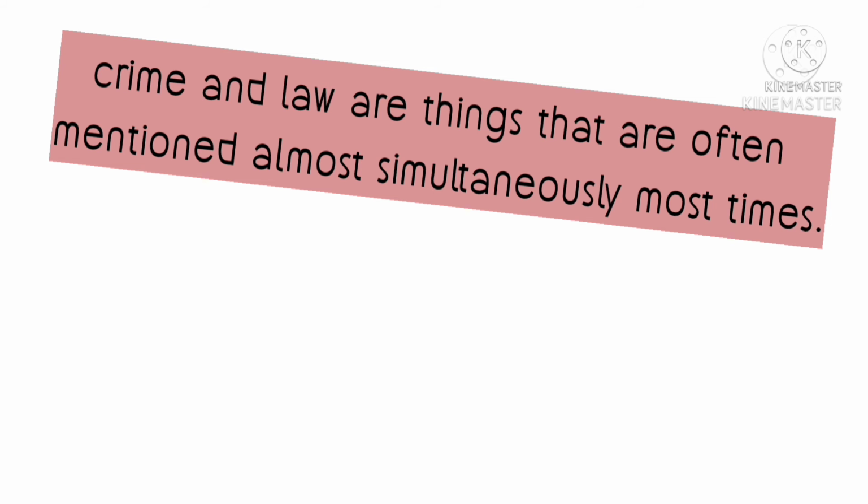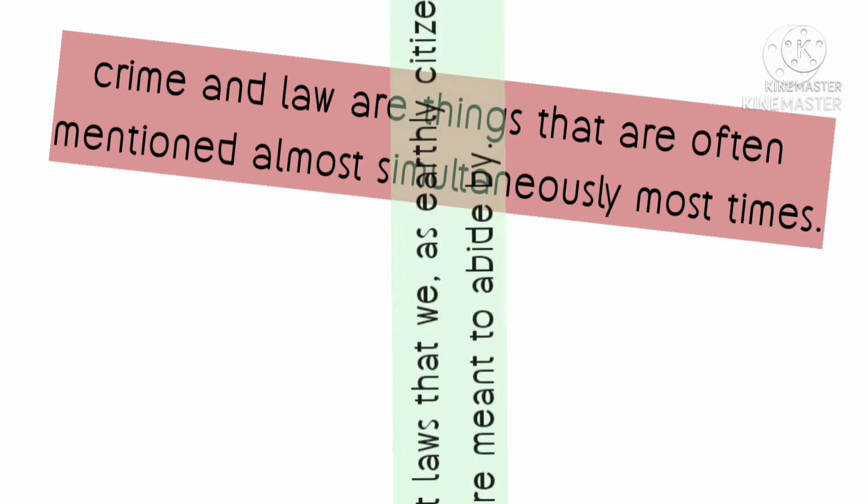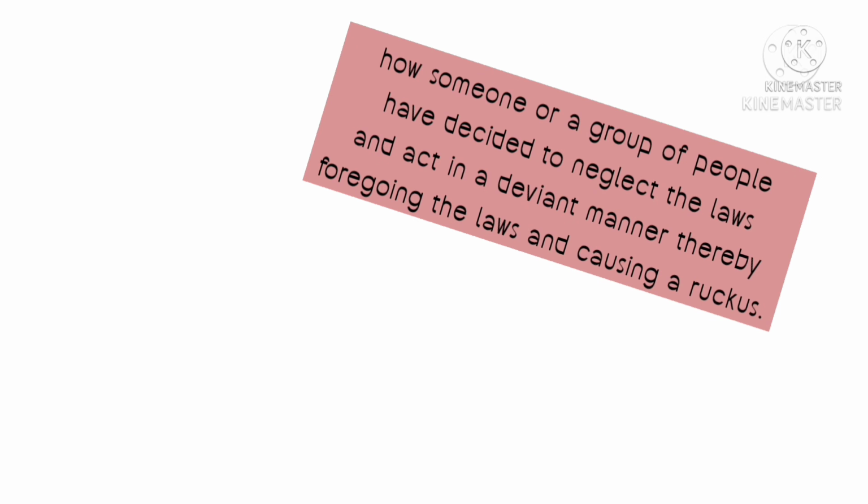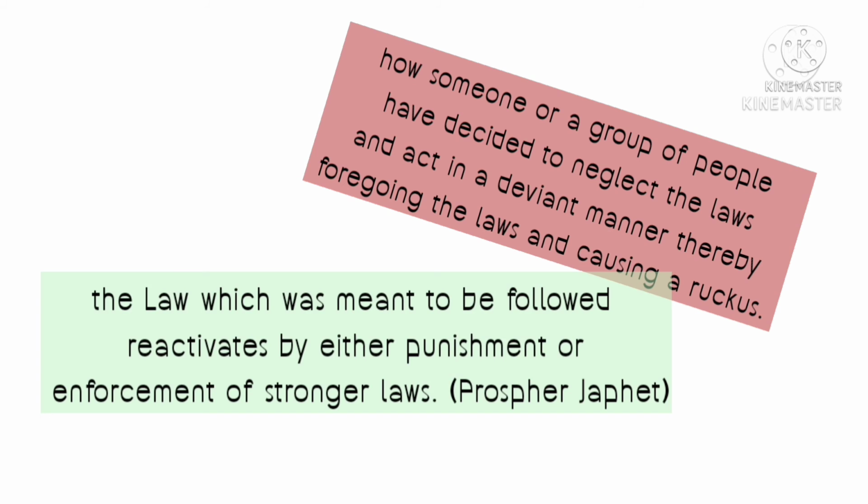This is the fact that in this world we live in, there is a set of laws that we, as earthly citizens, are meant to abide by. However, when the word crime comes up, all we think about is how someone or a group of people have decided to neglect the laws and act in a deviant manner, thereby foregoing the laws and causing a ruckus. When crime happens, the law which was meant to be followed reactivates by either punishment or enforcement of stronger laws.